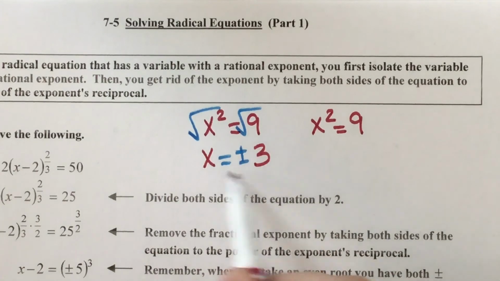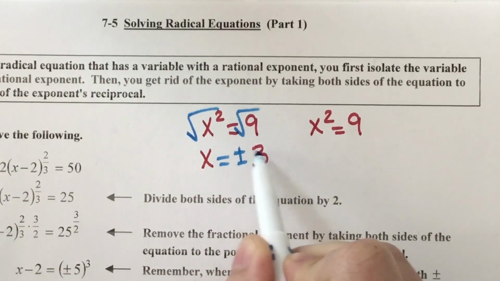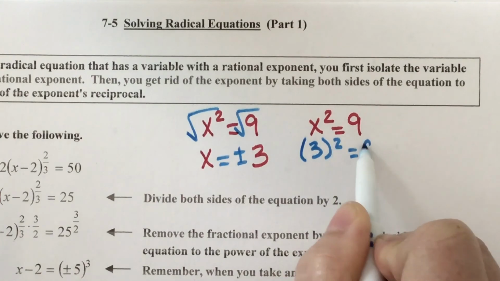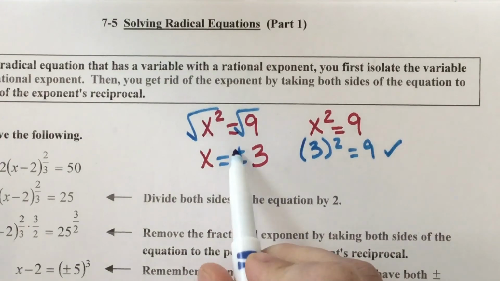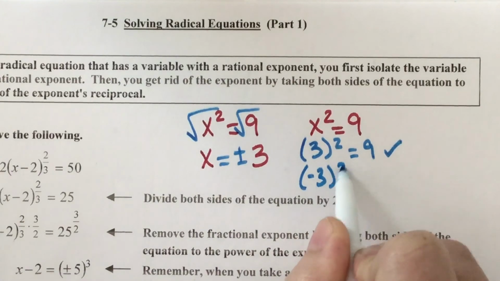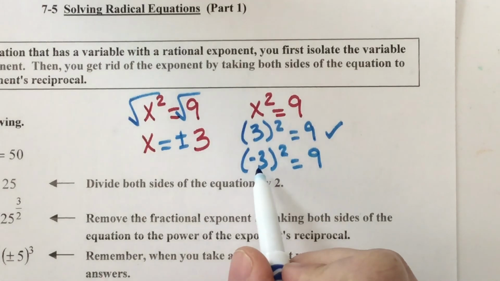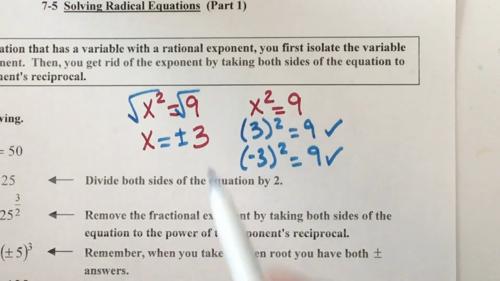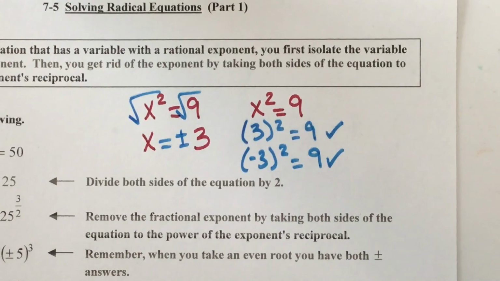So I want to explain why both of these answers make sense again. If I went back to the original problem and I put the positive 3 in, does 3 squared equal 9? 3 squared, 3 times 3. Yeah, that's a 9. So my positive 3 is an answer. Let's see if negative 3 is an answer. So if I take negative 3 times negative 3, is that also a positive 9? Yes. So when I take a square root, I get a positive and a negative answer that work.